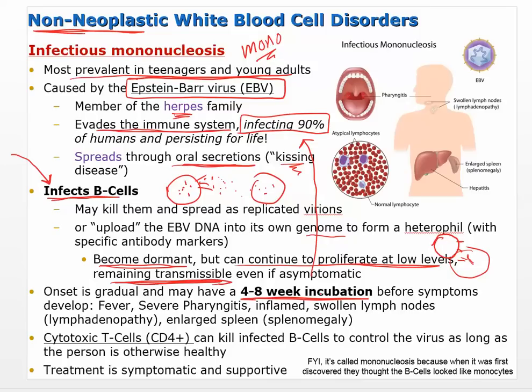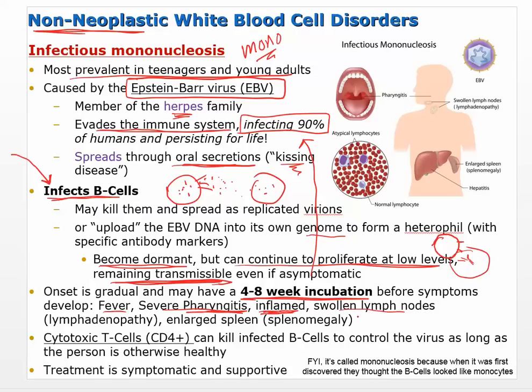So 4 to 8 week incubation period before the symptoms develop, and then these symptoms tend to be fever, severe pharyngitis. Okay, so this inflammation of your throat, so basically a sore throat, and this is what gets a lot of people in to see a practitioner, is that they have this fever, they have the sore throat, but it also has inflamed, which means sore, painful, swollen lymph nodes.